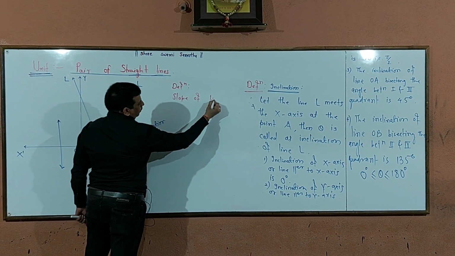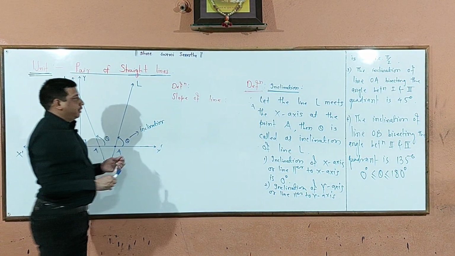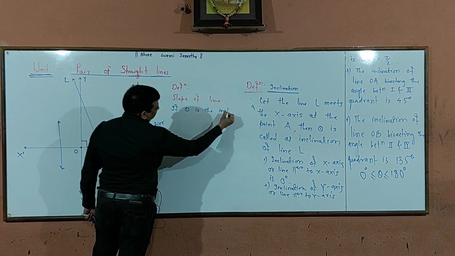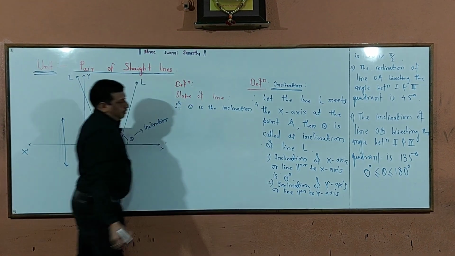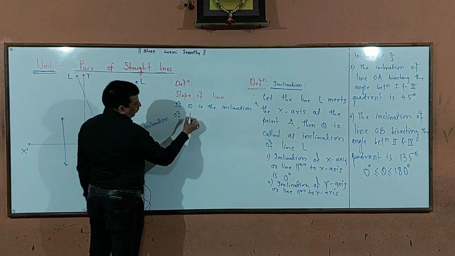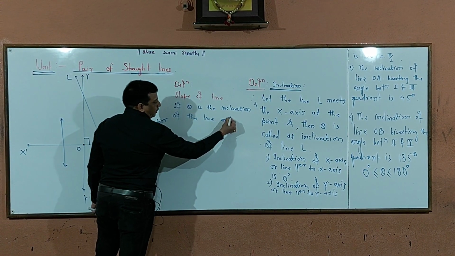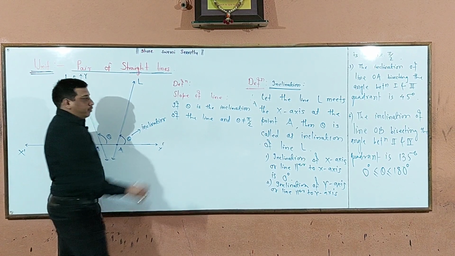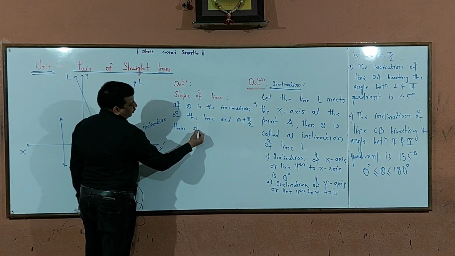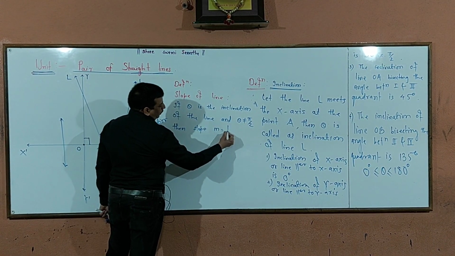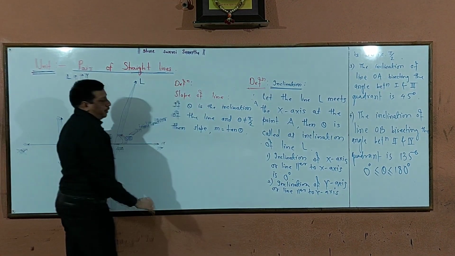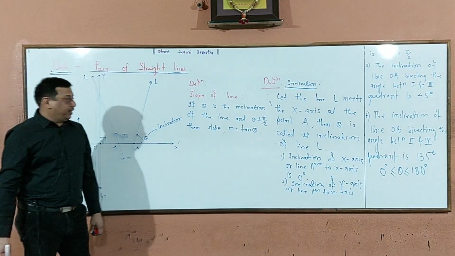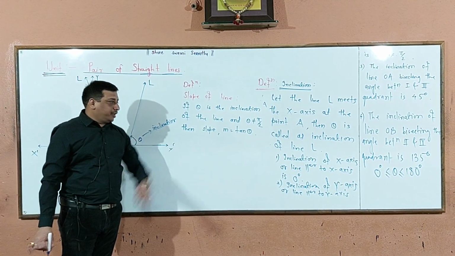Slope of a line. If theta is the inclination of the line and theta is not equal to pi by 2, then slope m is equal to tan theta. Slope is denoted by m.